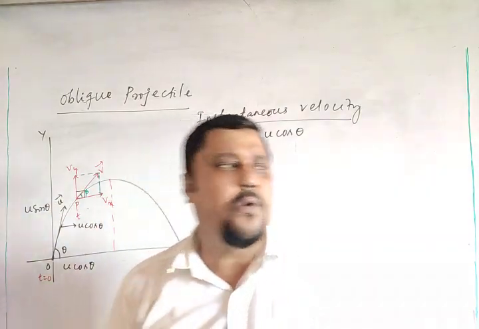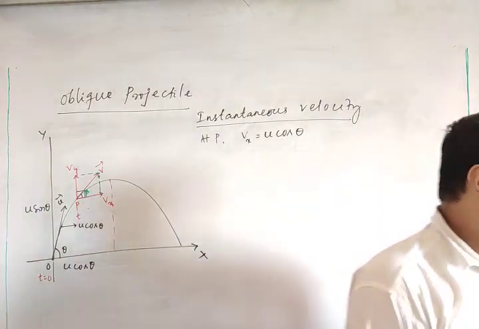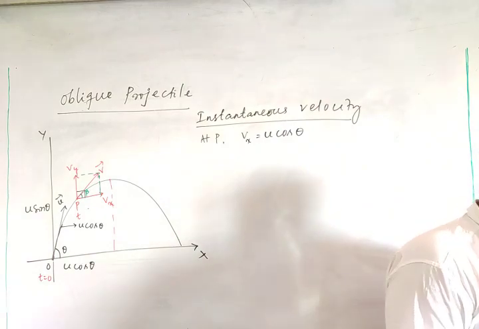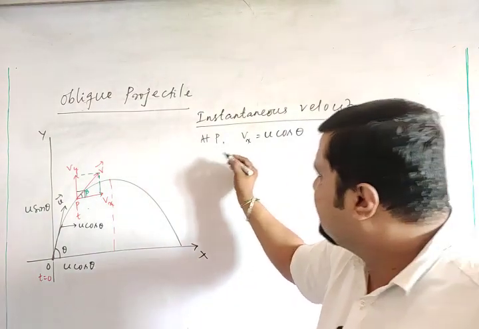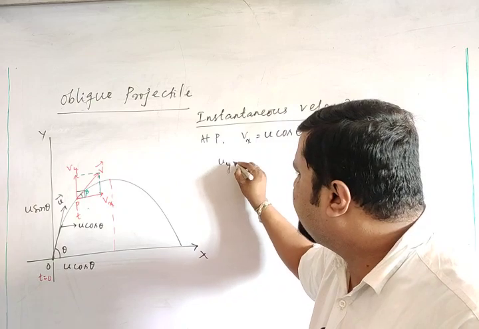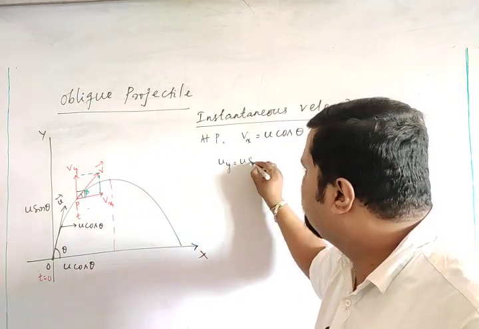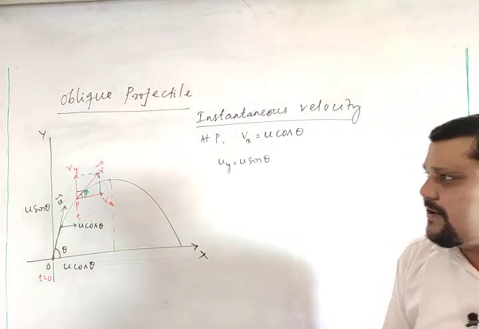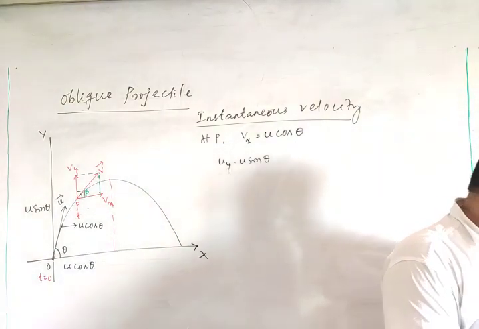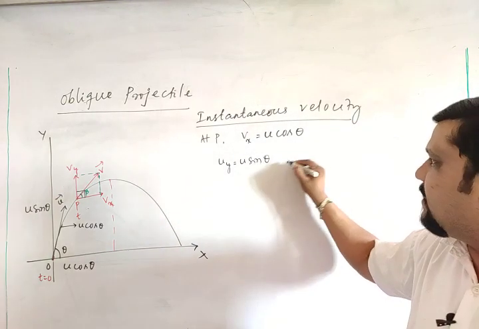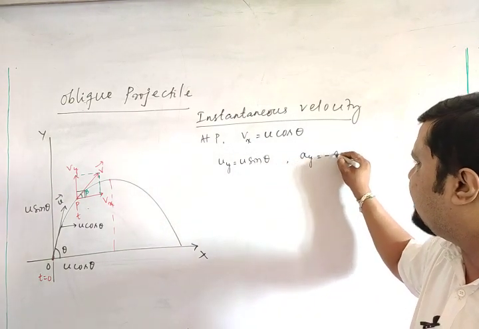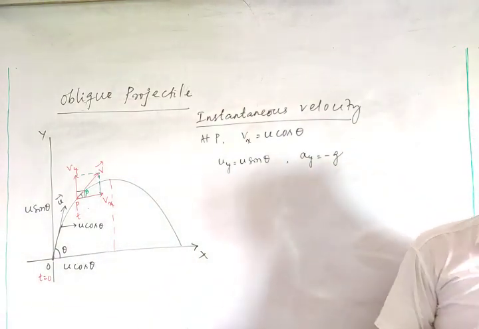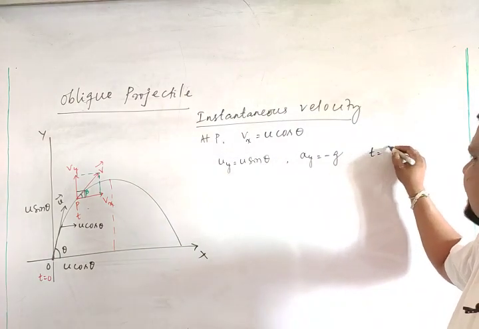These are the two rectangular components of v. After knowing the rectangular components, you already know how to calculate this v. So for vy, there is an initial velocity uy, which started with u sin theta. Then it reached the point P, its final velocity is vy. And what is the acceleration along y? That is equal to minus g. ay is equal to minus g. And the time taken is t.